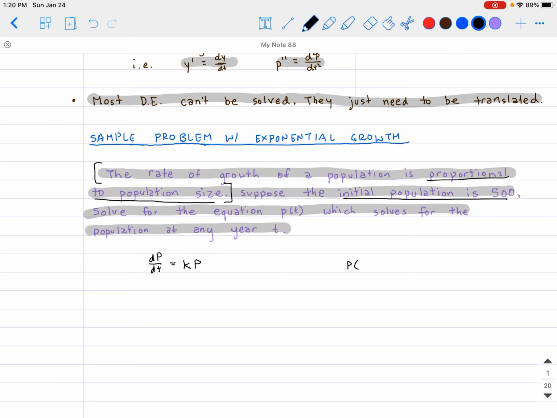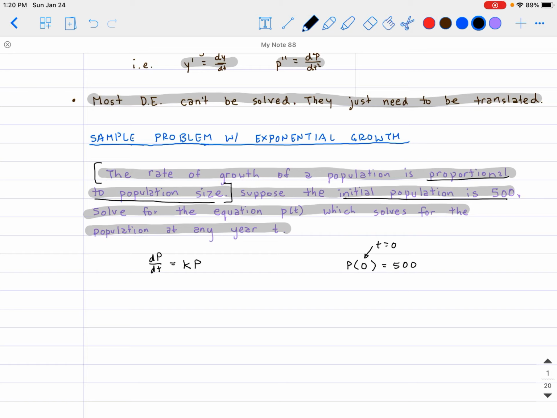So that means when t is equal to 0, that means that we are going to have p is equal to 500. So usually that's how it's denoted. All right, so let's go ahead and see if we can work backwards from this case.